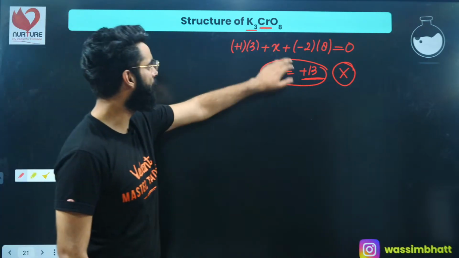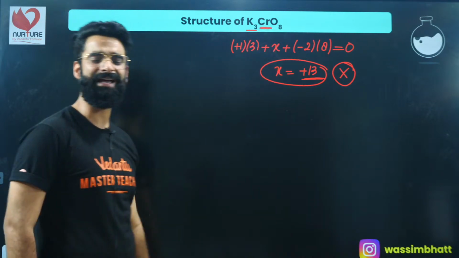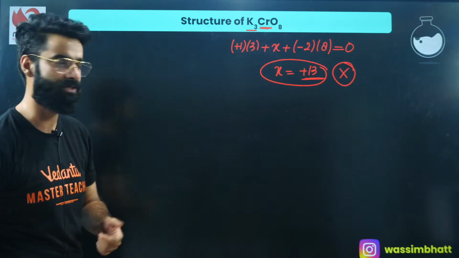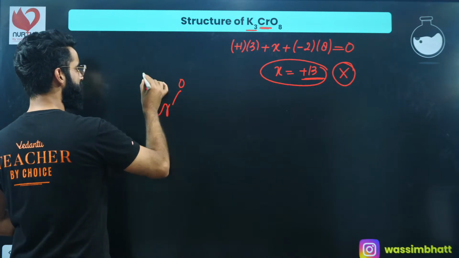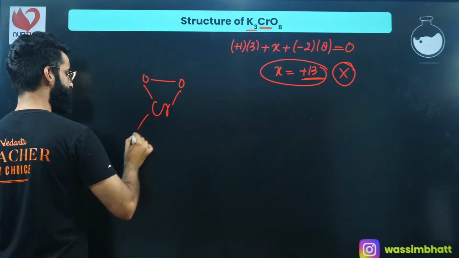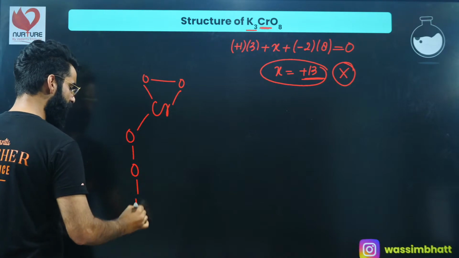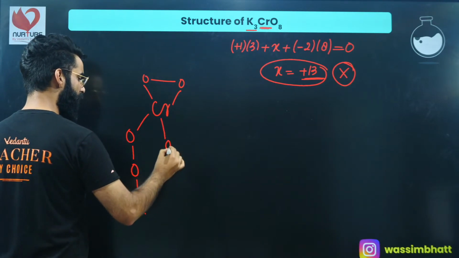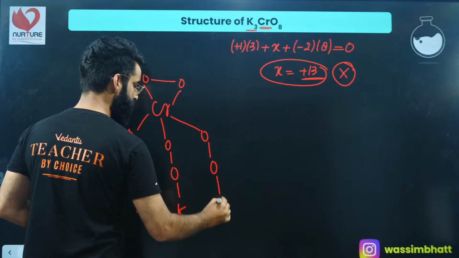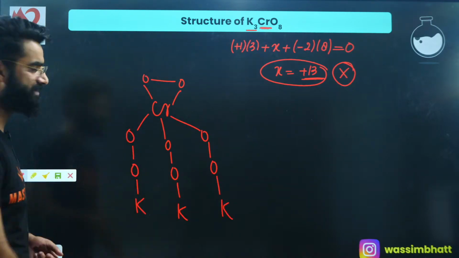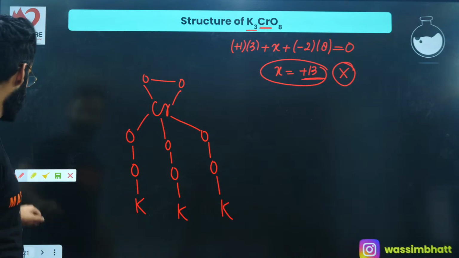In order to calculate the oxidation state of chromium, what do you need exactly? You need the structure of K3CrO8. And what is the structure of K3CrO8? This is chromium, this is oxygen, this is oxygen, there is a peroxide linkage. Oxygen, oxygen, this is potassium. Oxygen, oxygen, this is potassium. Oxygen, oxygen, this is potassium. This is K3CrO8, right?